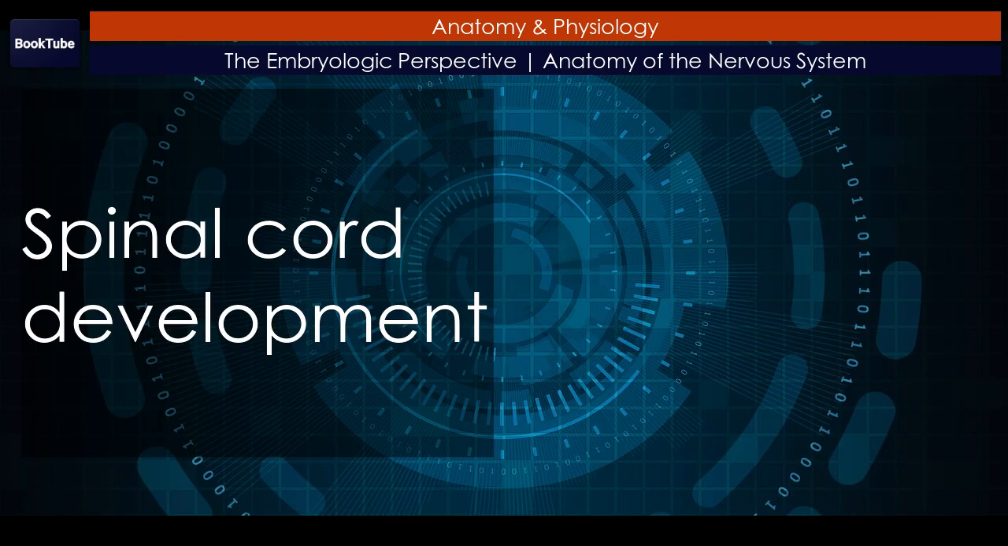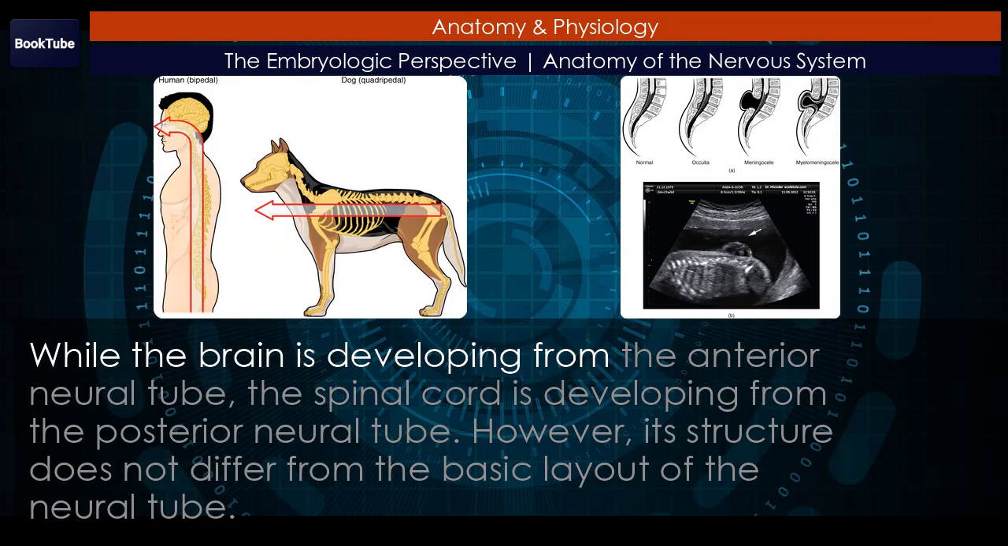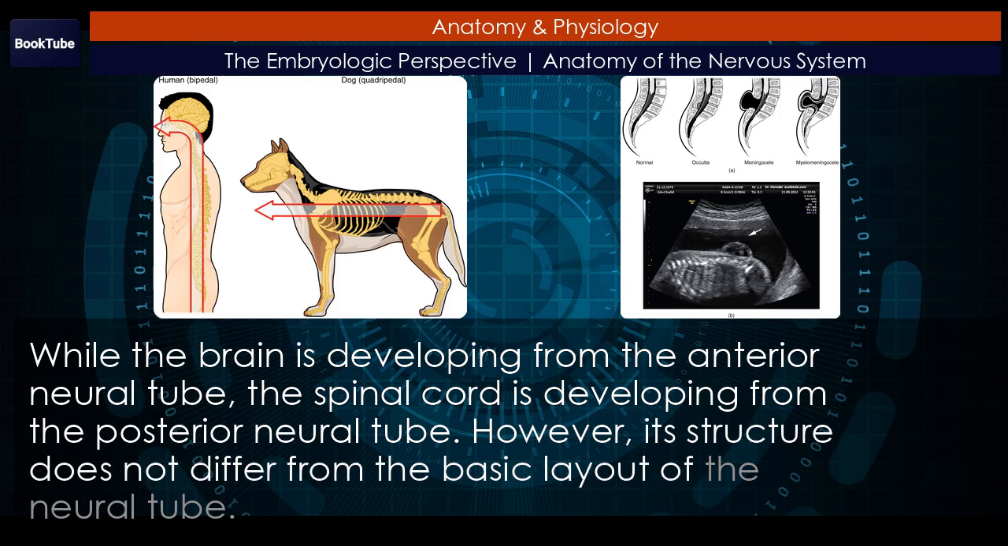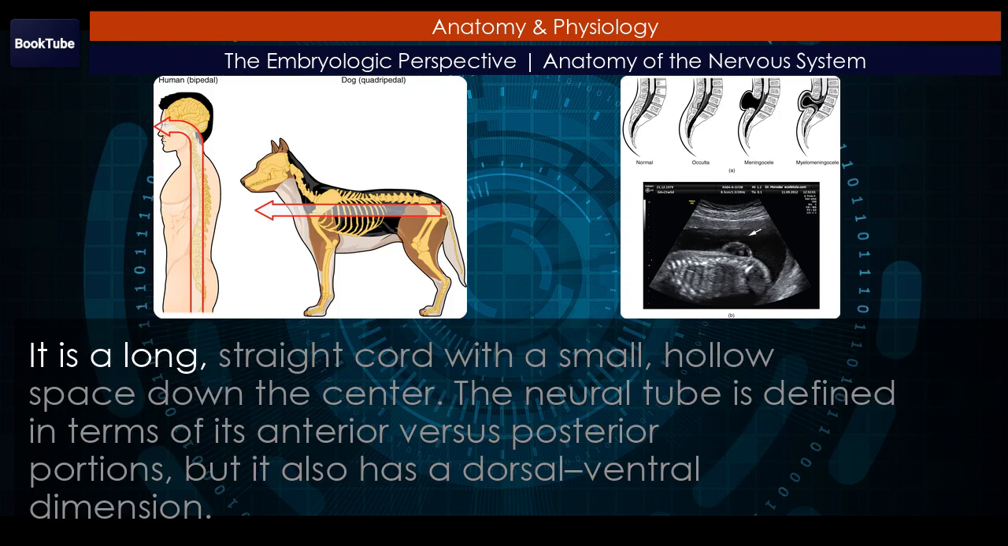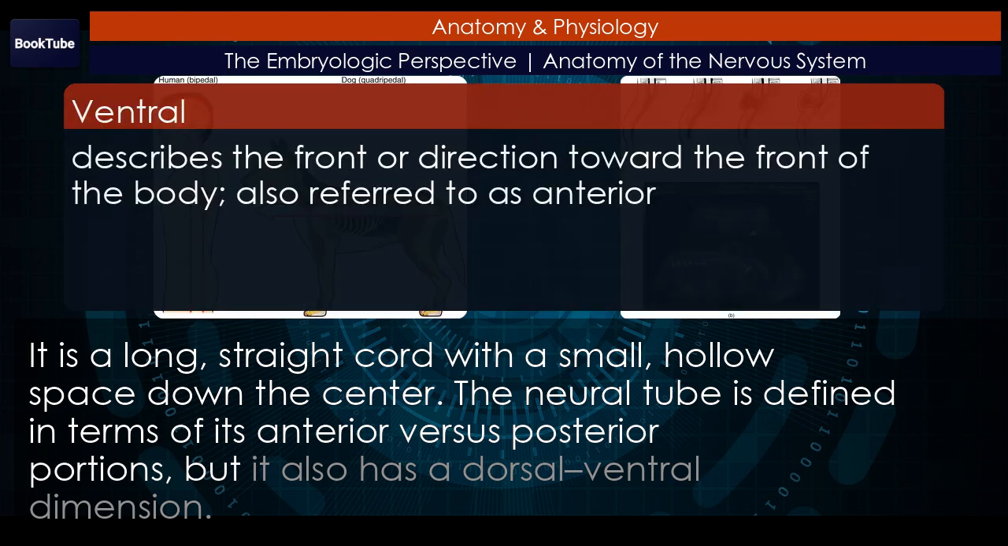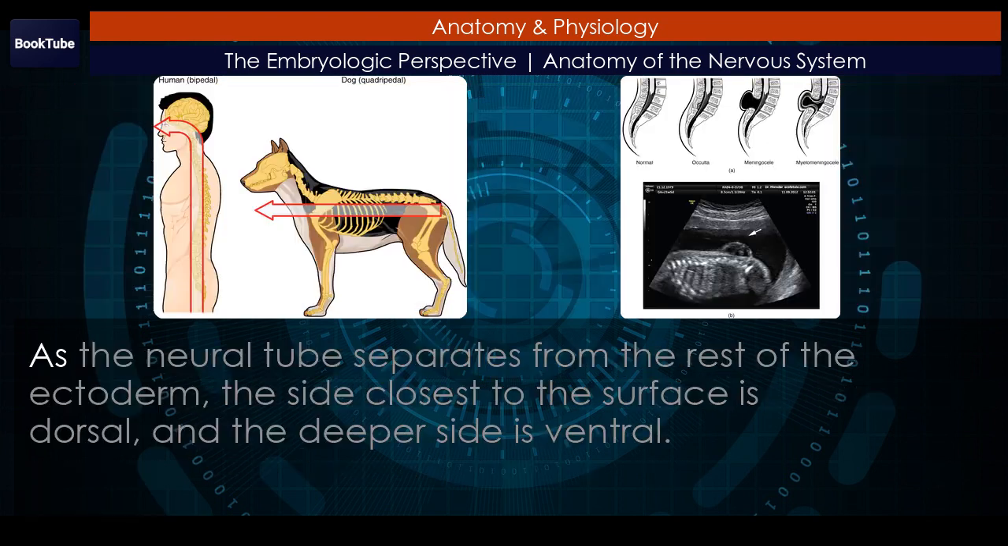Spinal cord development. While the brain is developing from the anterior neural tube, the spinal cord is developing from the posterior neural tube. However, its structure does not differ from the basic layout of the neural tube. It is a long, straight cord with a small, hollow space down the center. The neural tube is defined in terms of its anterior versus posterior portions, but it also has a dorsal-ventral dimension. As the neural tube separates from the rest of the ectoderm, the side closest to the surface is dorsal, and the deeper side is ventral.